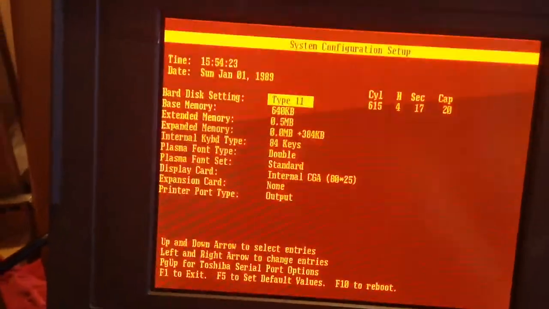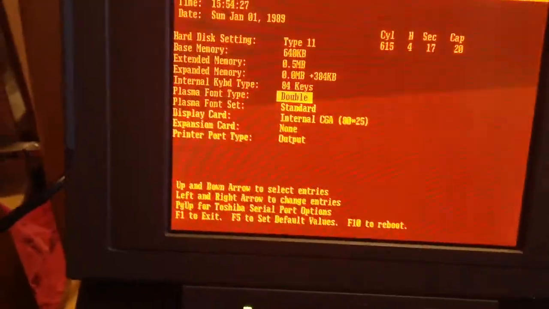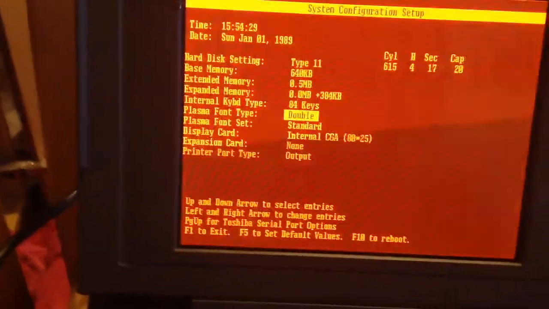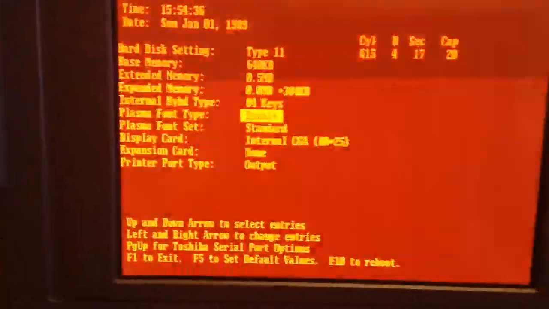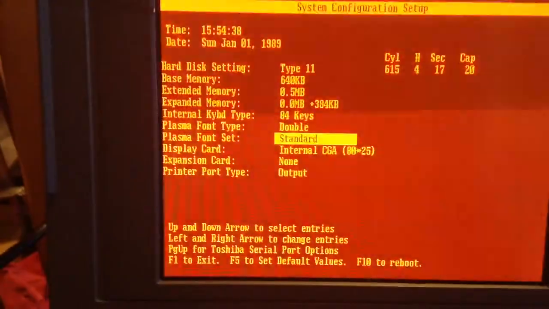I set some things myself, like I changed the font to double because I don't really like the single dot fonts, because those are very thin, and I like the DOS-esque fonts which are over here. Plasma fonts and standard, blah blah.